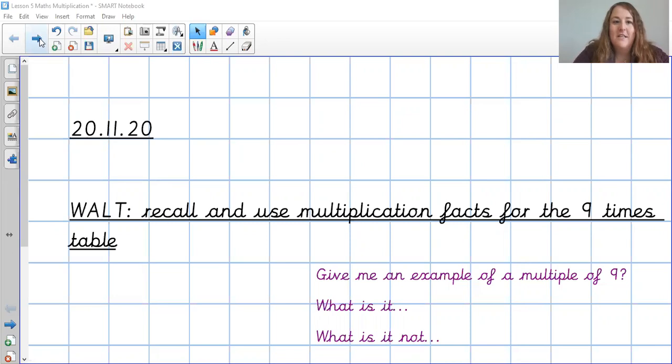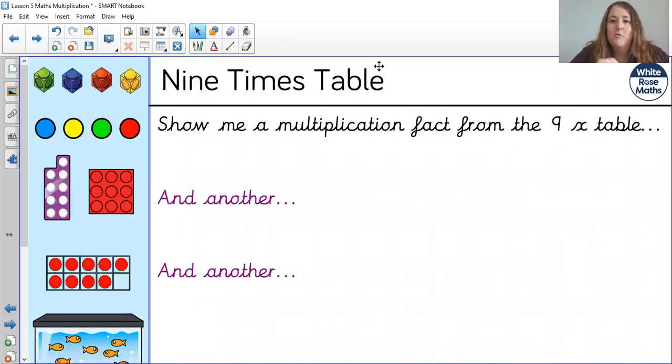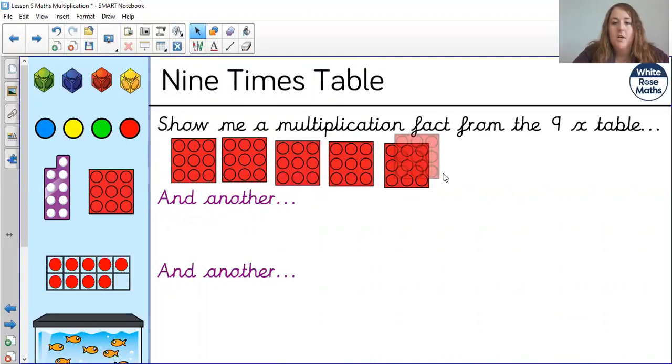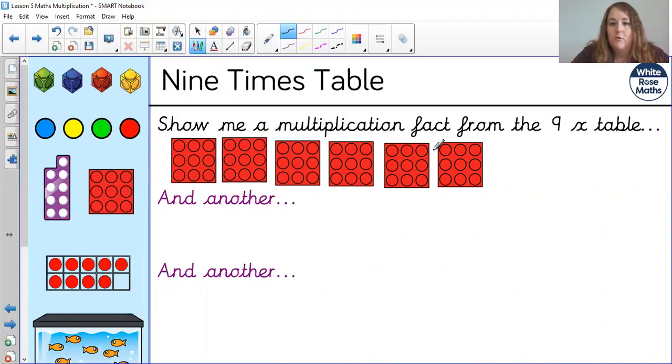We're going to start off this morning by asking you to draw and show me a multiplication fact from the 9 times table. You should be pretty good at this by now because we did the same with the 6 times table, but hopefully you can draw some images to show a 9 times table multiplication fact. I'm doing one here just to show you now. I'm showing you 6 times 9. There are 9 circles or parts to my Lego piece, and I'm showing you 6 of them. So I would then draw that into my exercise book, or you can draw your own.